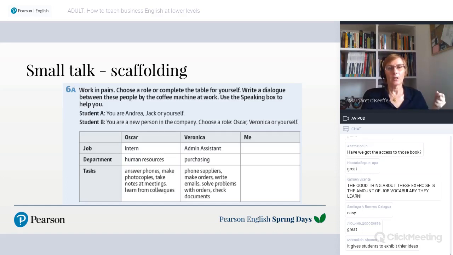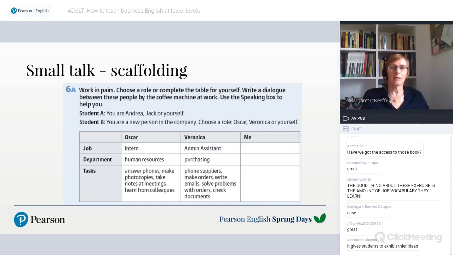They're going to write a dialogue in pairs of 2 colleagues meeting at a coffee machine. And here we've given them choice as well, which is really important, that they can either be one of these invented characters, or they can be themselves, or they could even invent their own character, whichever they want to do.